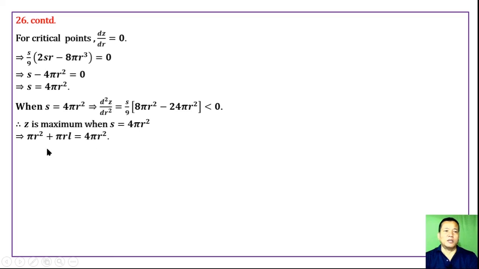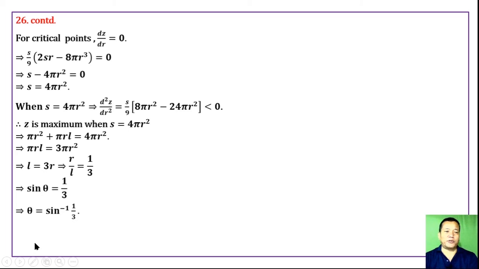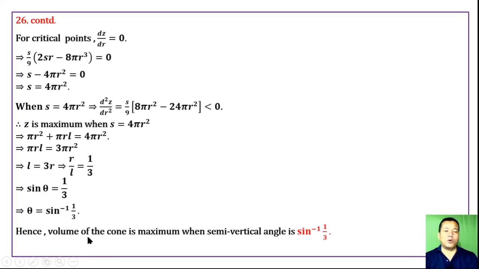And S is equal to this. Solving this, we get r by l equal to 1 by 3. R by l is equal to sin theta, and theta is equal to sin inverse of 1 by 3. Hence, the volume of the cone is maximum when the semi-vertical angle is sin inverse of 1 by 3. Hence proved.